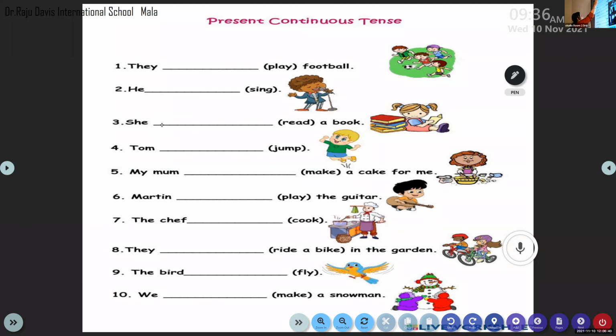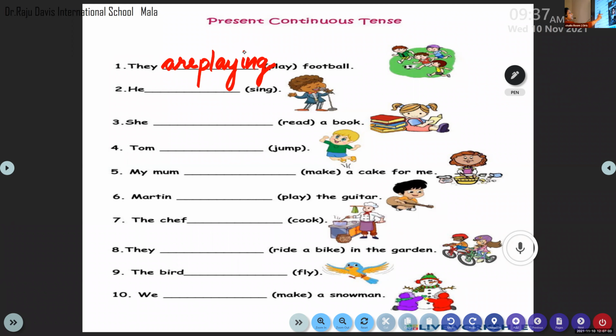If it is they, which helping verb do we have to use there? Are. Very good. They are. Then to the verb, what do I have to do? Play plus ing: playing. I have to add ing to it. Is that clear to all of you? So, they are playing football.